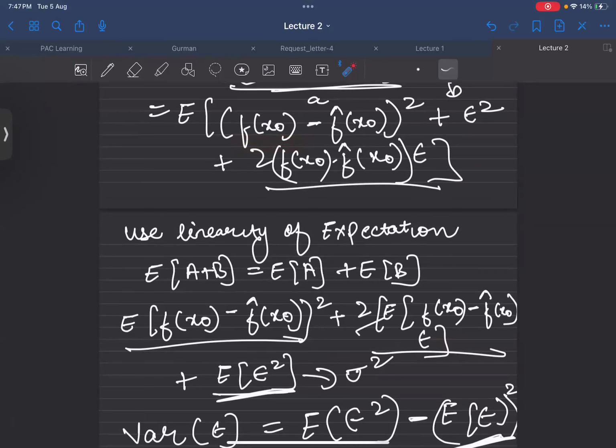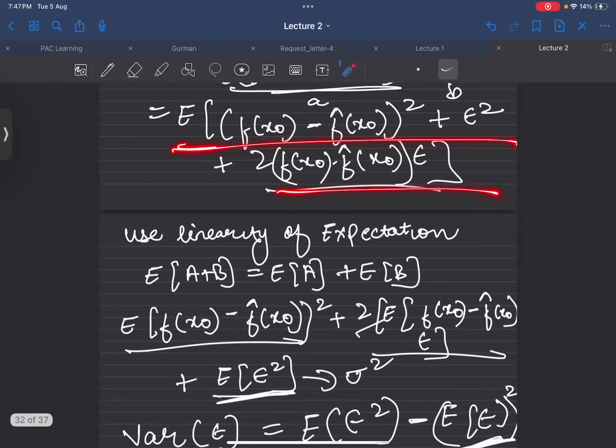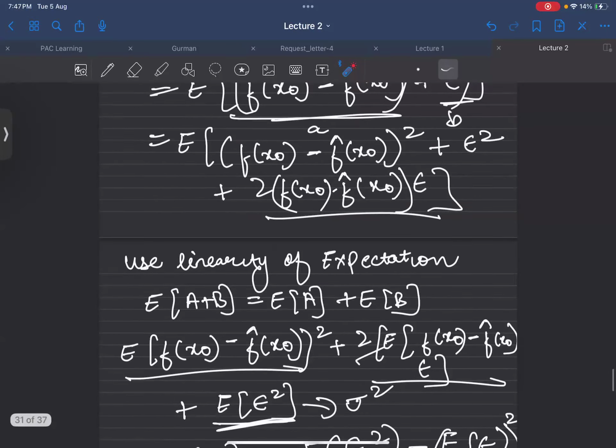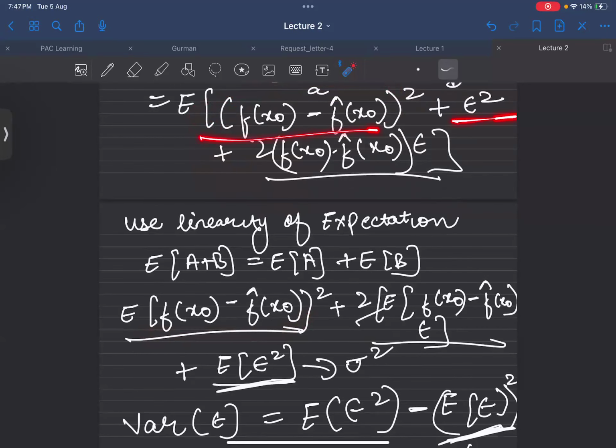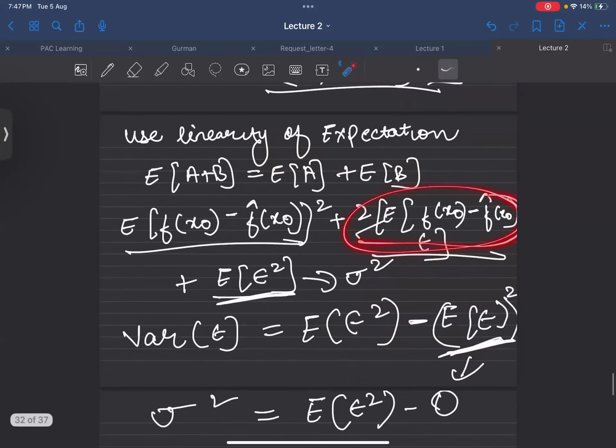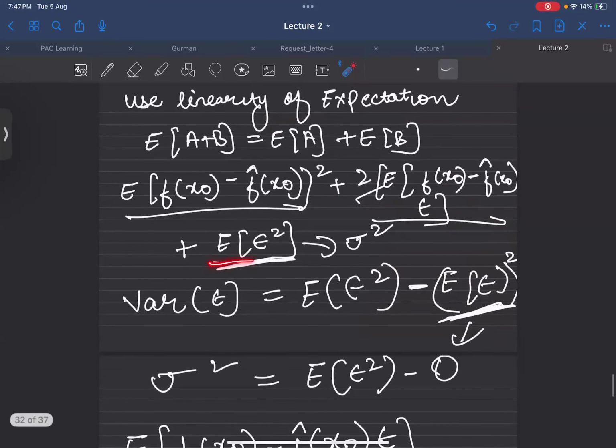The same way, I took the whole term and I have written expectation of this plus expectation of this plus expectation of this. We have three terms now. I took this term as epsilon, first I have taken this.